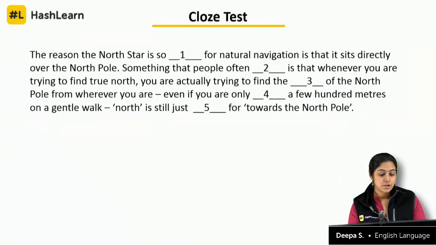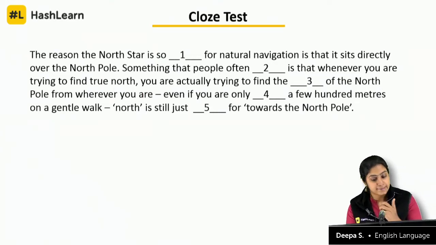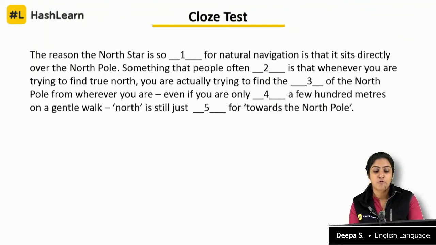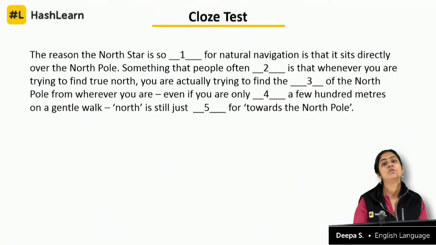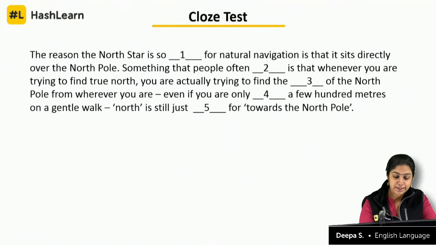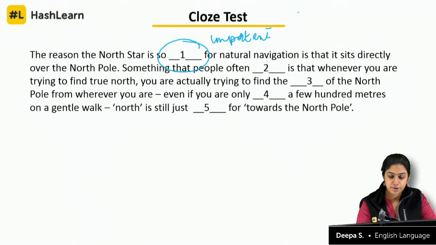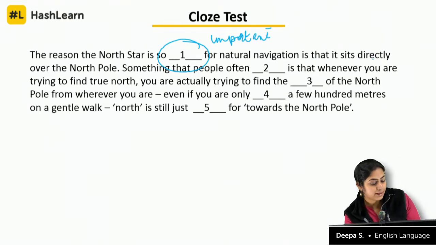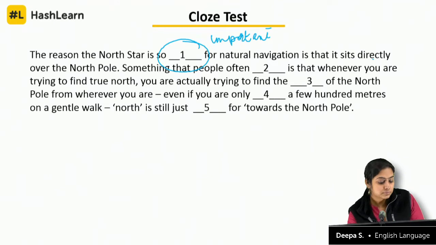The reason the North Star is so dash for natural navigation is that it sits directly over the North Pole. Now, I've told you that you need to read the entire passage in one go and then come back to solving. So the reason the North Star is so dash for natural navigation, I'm looking for a word that means important here. Makes sense? So that it sits directly over the North Pole.